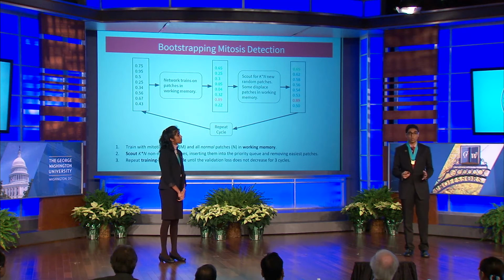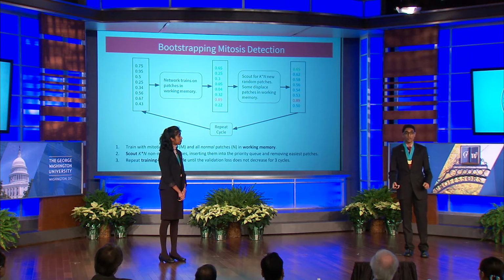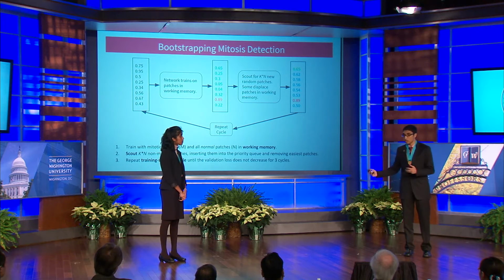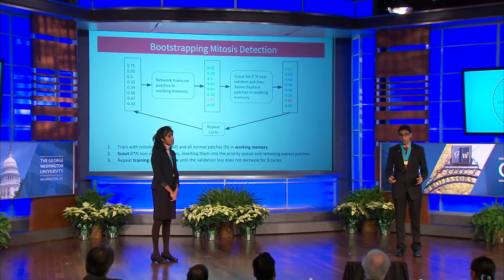We use this queue inside our bootstrapping algorithm. First, we trained a DCNN on the patches inside a working memory priority queue. Then, in the scouting stage, we search for new non-mitotic patches and insert them into the queue, displacing old examples. In the next stage of the cycle, now the DCNN is forced to learn more subtle discriminative features. It's a self-reinforcing cycle. As the DCNN becomes better at classification, it also becomes better at finding difficult examples. So the DCNN essentially pulls itself up by its own bootstraps. That's what we call bootstrapping.